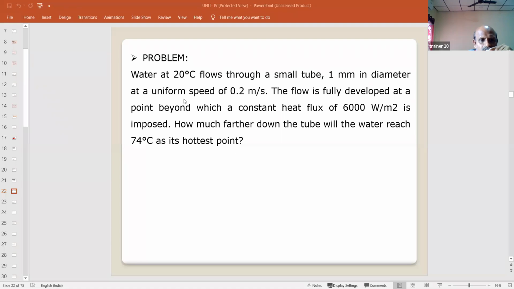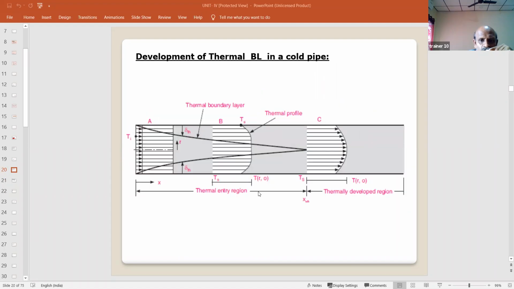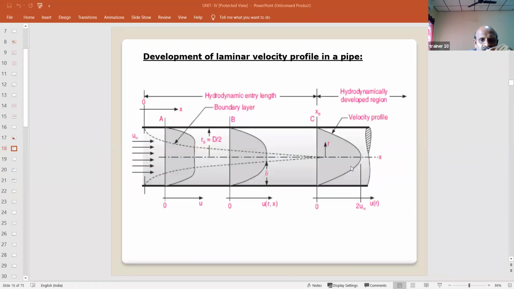The water flows at a uniform speed of 0.2 meter per second. That means the velocity of the water is given, the inlet temperature of the water is given, and the diameter of the tube is given. The flow is fully developed. What is meant by fully developed flow? I already told you that. If you see this thermal boundary layer, this region is called the developed region.